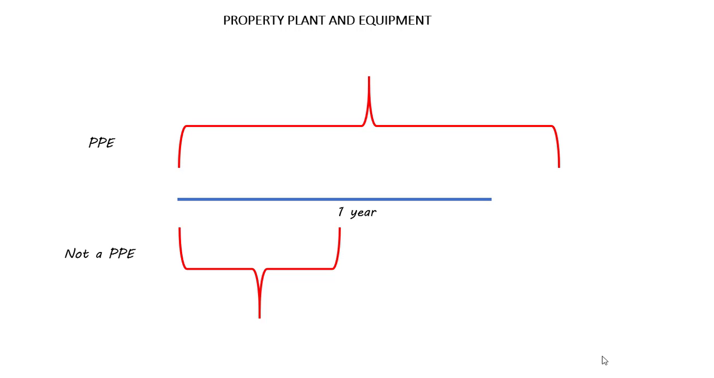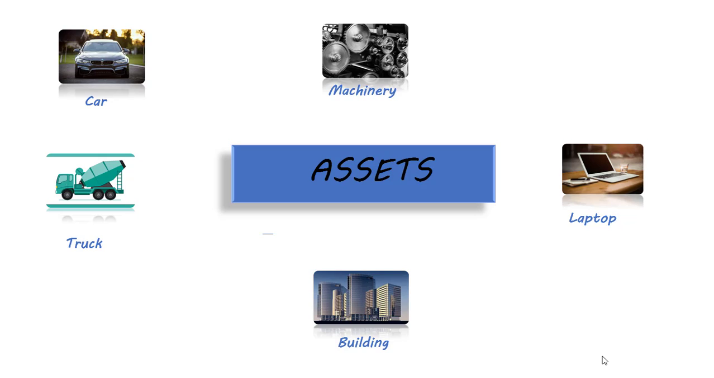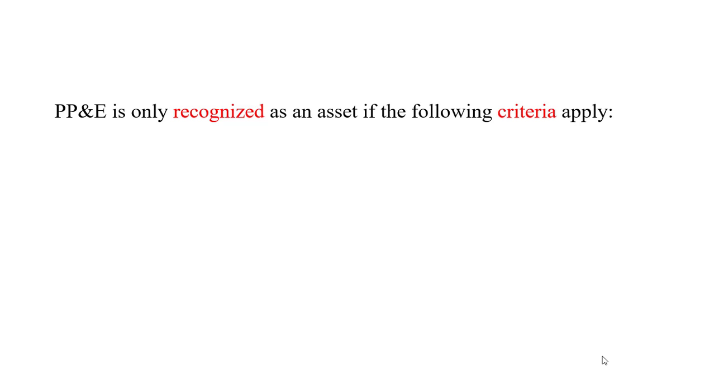So this is not going to apply for any expenditure where the benefits will last for less than 1 year. So PPE is any item that can be used in the production, or it can be used for supplying goods and services, or it can also be used for rental to others. An item has to essentially satisfy the following criteria in order to be recognized as PPE. So both these criteria are to be compulsorily satisfied in order to be recognized as a PPE.